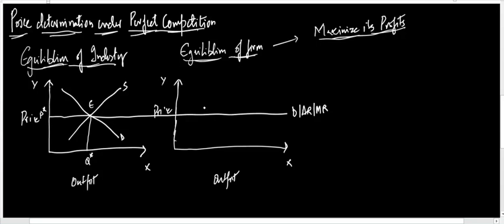So now let me talk about the equilibrium conditions. There are two conditions for the equilibrium. One is where MC is equal to MR. The other condition is that MC cuts MR from below.